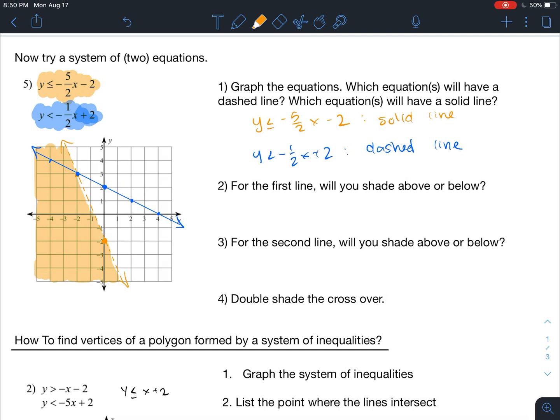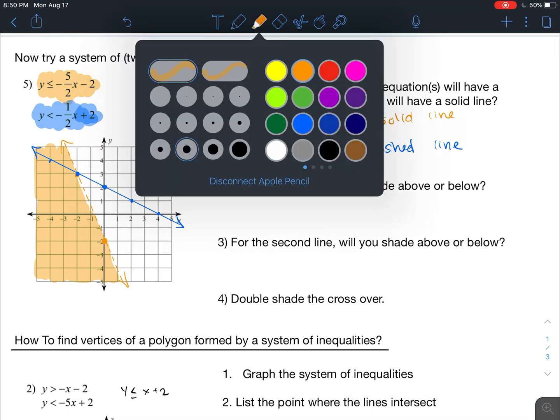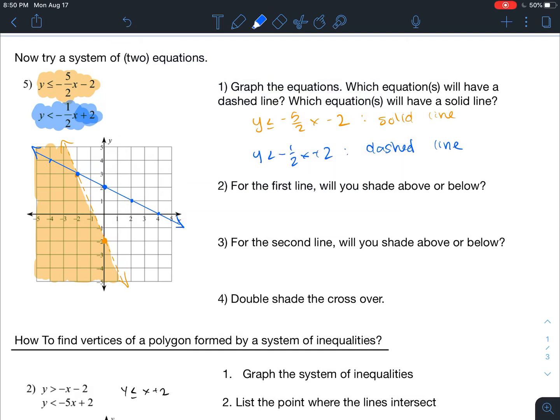There we go. Okay. Now for the blue line, for the second line, will you shade above or below? Well, it's still less than, so we're going to shade below it.